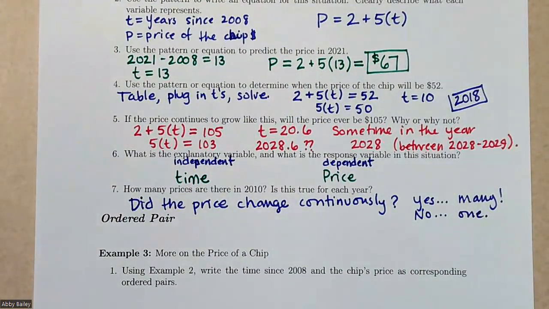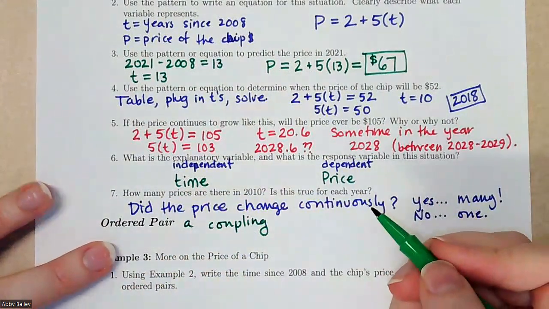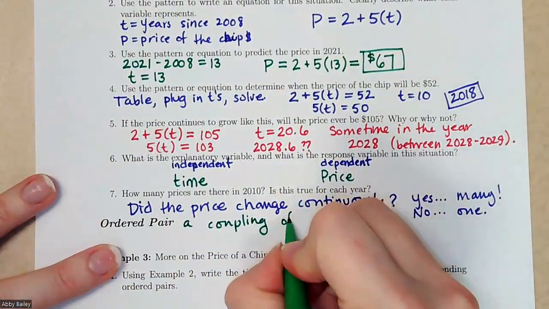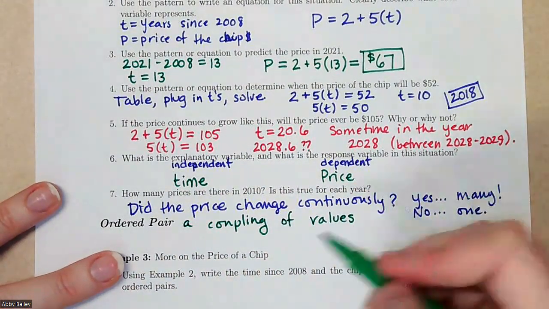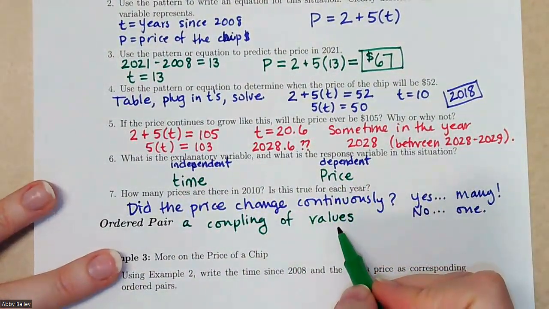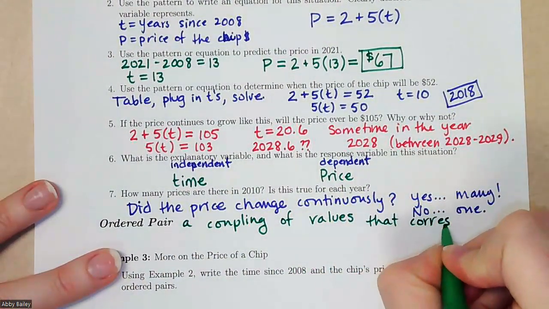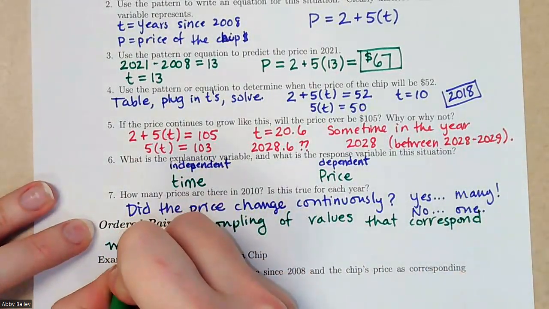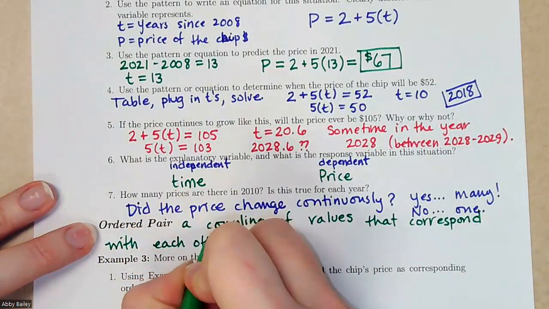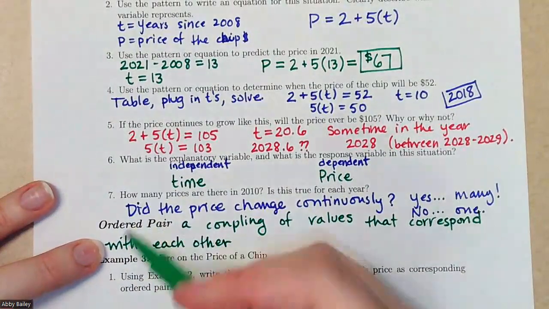So now let's look at what an ordered pair is. An ordered pair is a coupling, but not a coupling of people, a coupling that work together. It's a couple of values that correspond to each other. I correspond with you, you correspond with me. We are a coupling, an ordered pair.